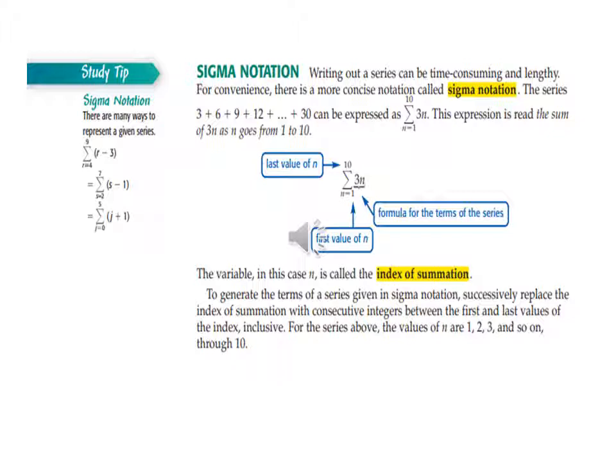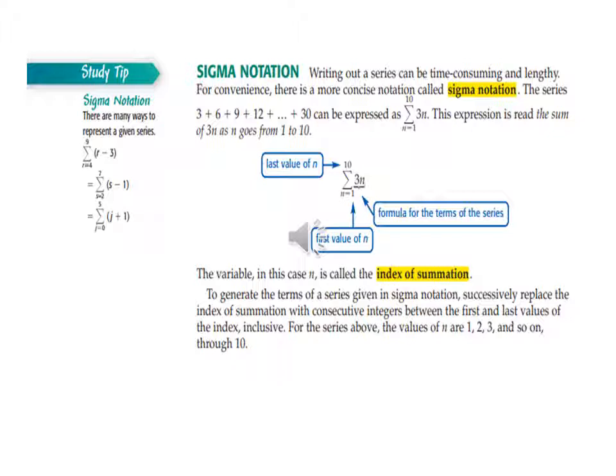The series 3, 6, 9, 12, up to 30 can be expressed as the summation of 3n, with n from 1 up to 10. This is called sigma notation. The variable, in this case n, is called the index of summation. This is a detailed explanation about sigma notation.